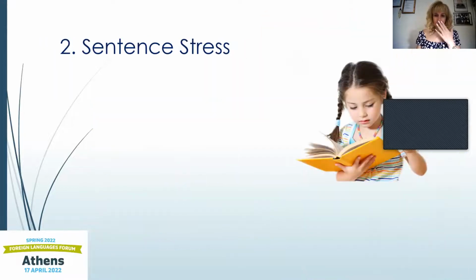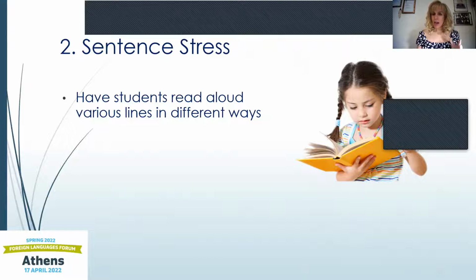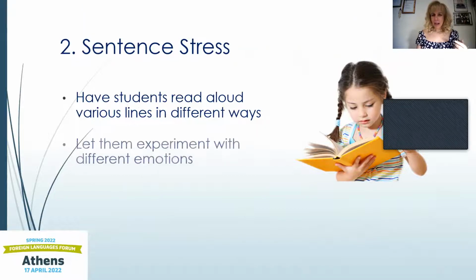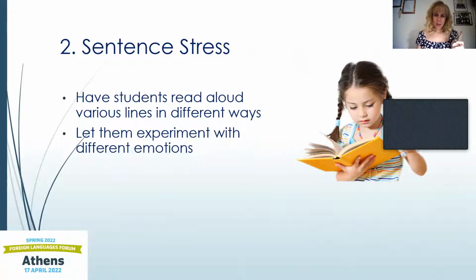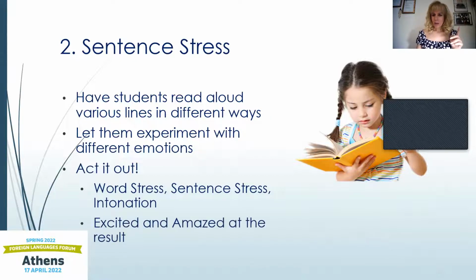Let's move on. Now, sentence stress. This is a second kind of game that we're going to use. I really love this one. Have students read aloud various lines in different ways. Okay, how are we going to do this? Well, let them experiment with different emotions and act it out. Now, I'm not saying that we're actors, but you can actually get the idea after I show you an example. So, word stress, sentence stress, intonation. Let's do this. You'll be amazed and excited at what you're going to see, as well as the students. They're going to love it.